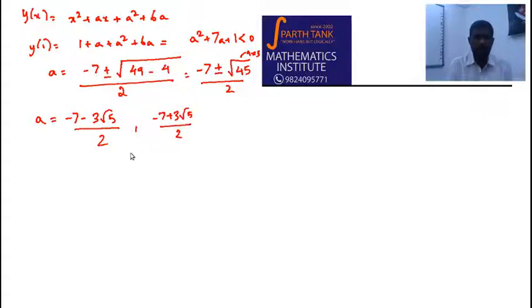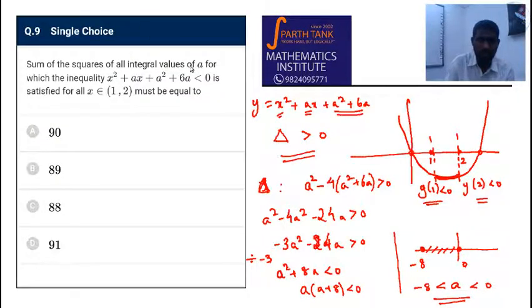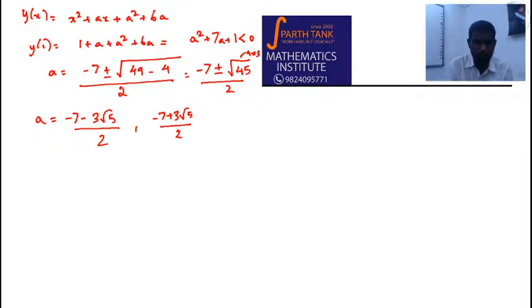Roughly, the question in the end deals with integral values for a. So I just need to know what the boundary is here. You know how much is root 5? Root 5 is about 2.23.